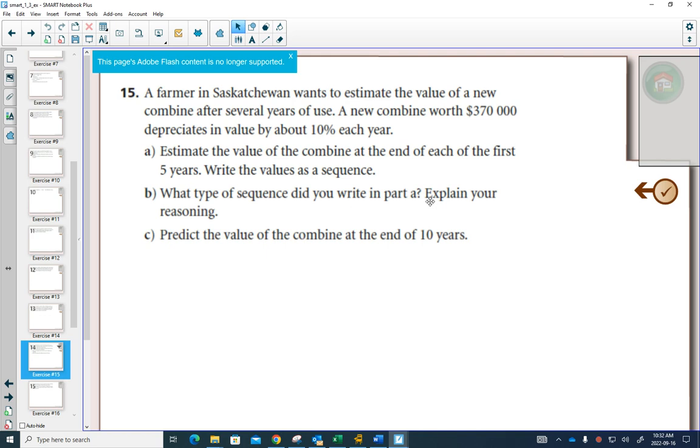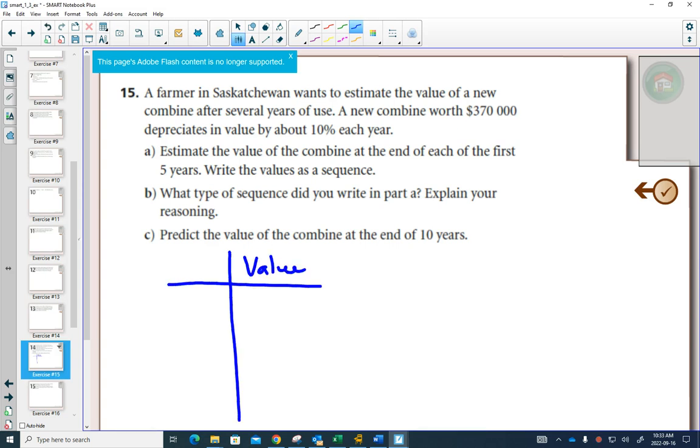So, here we have a farmer in Saskatchewan who wants to estimate the value of a new combine after several years of use. The new combine is worth $370,000, okay? Today's value, we could look it up. It's probably even much, much more to buy a new combine. It depreciates in value by 10% each year. So what we're going to do here to analyze this is create a chart. We're going to put value and time. So at the start, the value is $370,000.